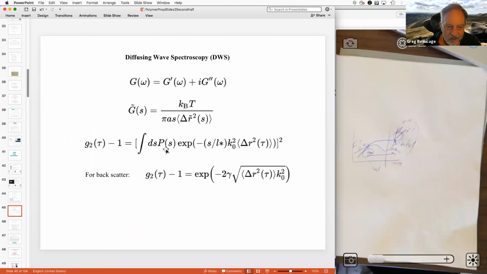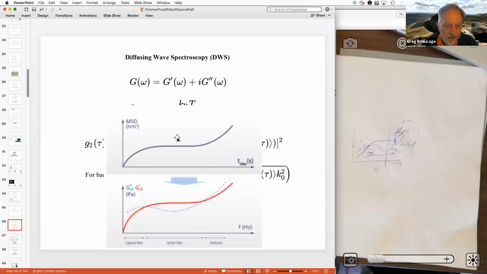Backscatter is easier than forward scattering, so these tend to be backscatter instruments. Because path length matters for multiple scattering, if it's forward scattering you have this path length in it, this L star, and the path length disappears for backscatter for some reason. So basically, this math will convert the mean square displacement into G prime, G double prime, exactly what you get from mechanical rheometry.